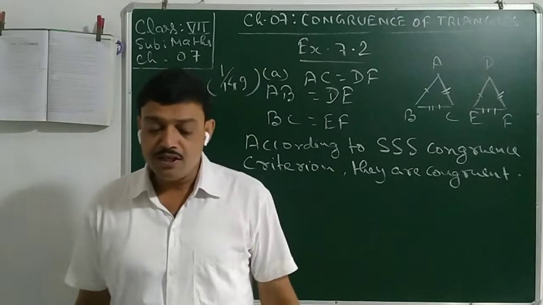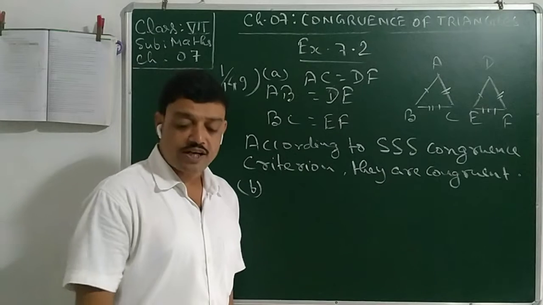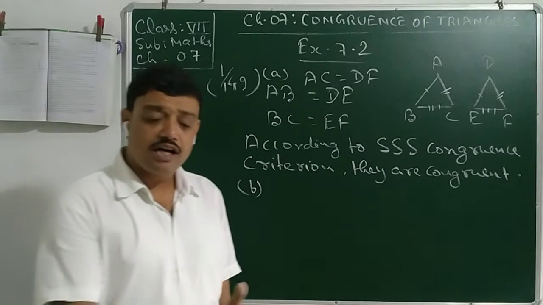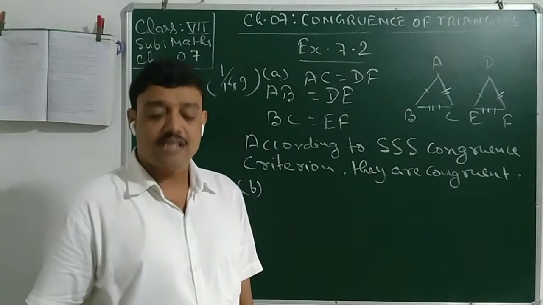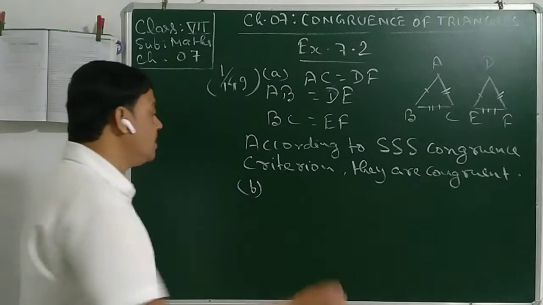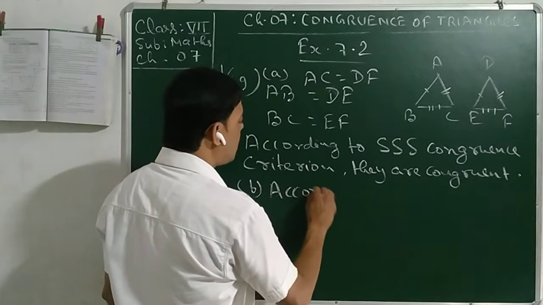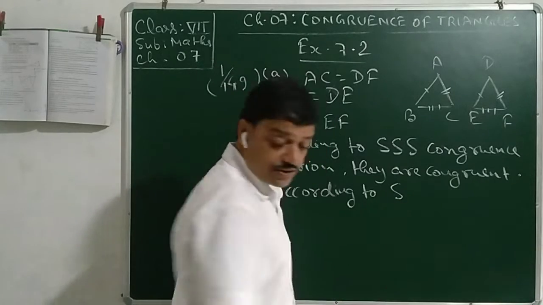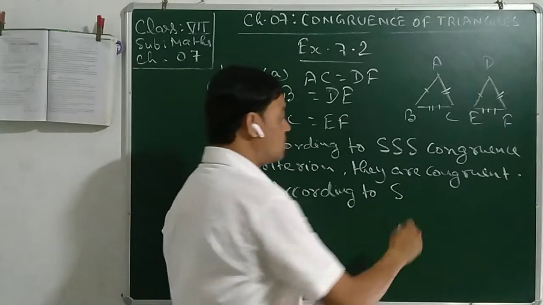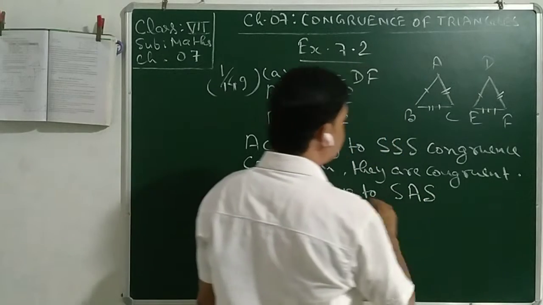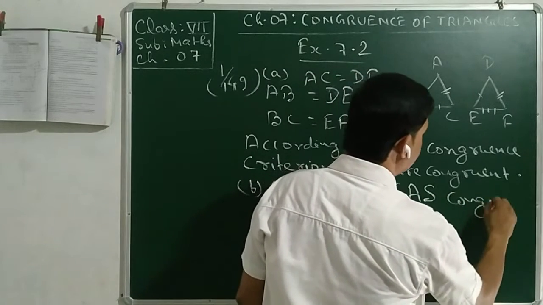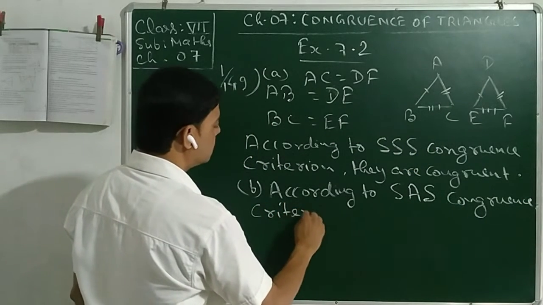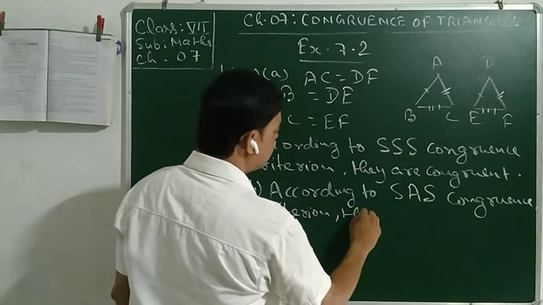In part B, ZX equal to RP, one side is there, RX equal to ZY, another side is there, and the angle included between both the sides is given there. So we will write in part B similarly. After writing all those conditions according to two sides and one angle, we will write side, angle, side. That is SAS congruence criterion. They are congruent.